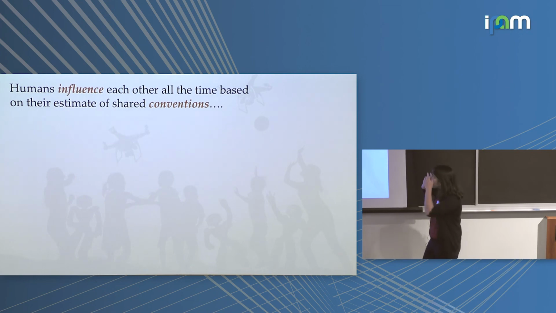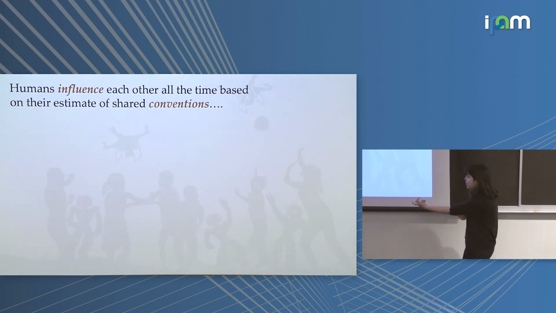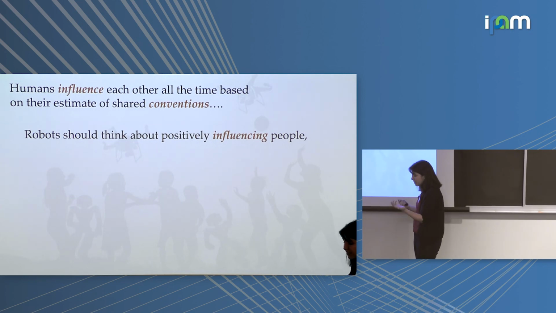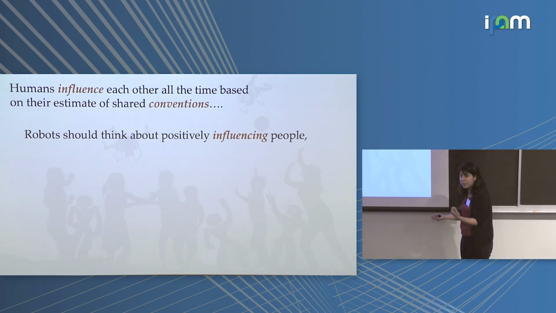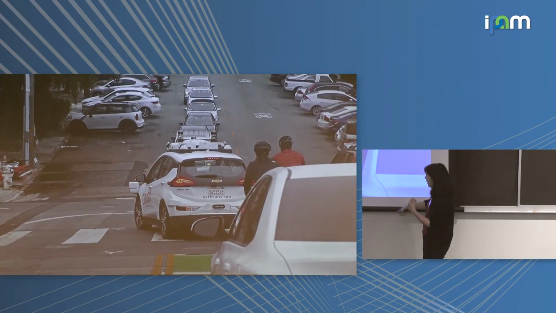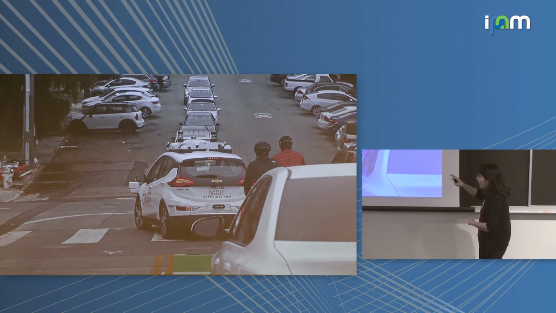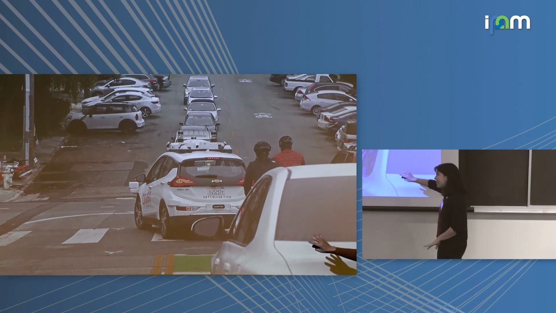So with that, I want to just mention that humans tend to influence each other based on their estimate of the conventions that exist, the shared representations, the shared conventions between them. And in general, when we are thinking about robots interacting with humans, they should also think about how they can positively influence people. And I think that does bring up a set of other questions that Richard actually talked a little bit about. One direction, just leaving you with one thought, is this direction of adaptations, which I think is pretty interesting.